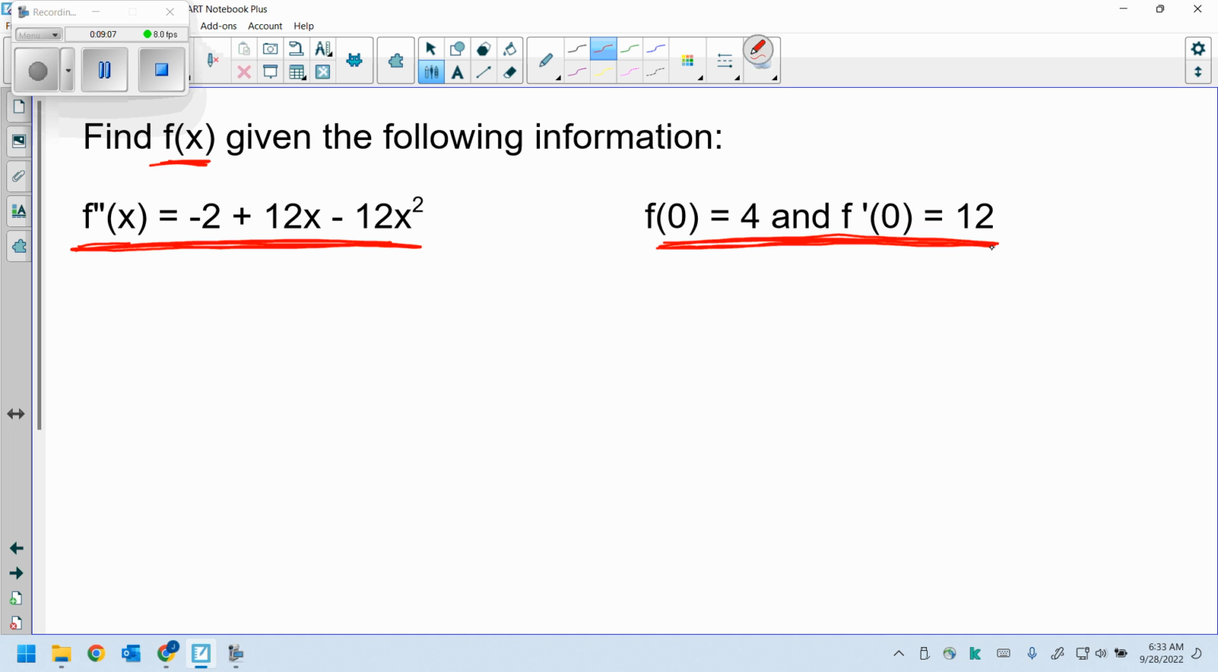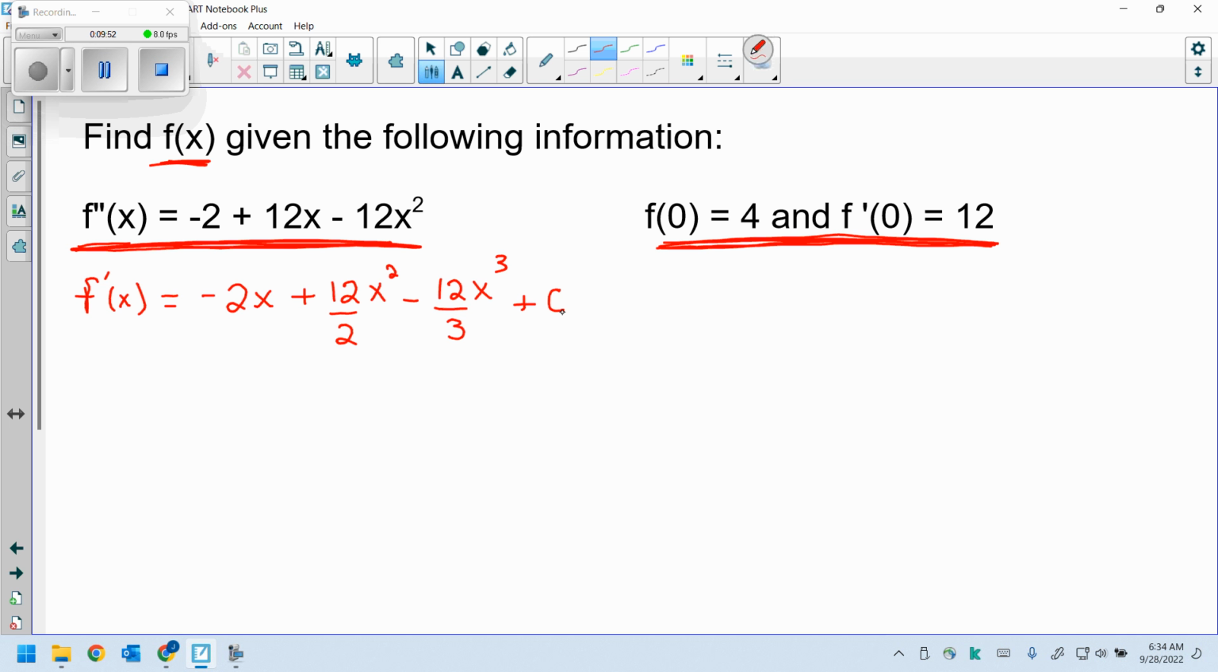Well, the first thing I would do is find the antiderivative of f double prime, and that would be f prime. And I'll take the antiderivative of each individual term. -2 has the antiderivative of -2x. 12, come along for the ride. X, you must become an x squared, and I got to divide by 2. I'll clean that up shortly. 12, come along for the ride. X to the third, and then plus c.